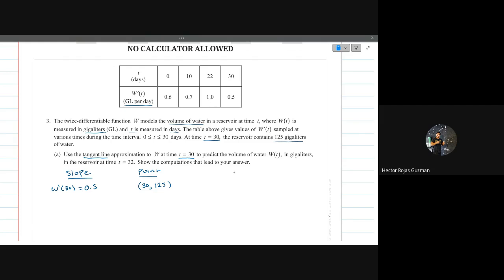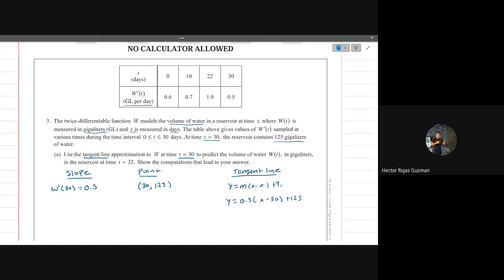So now my tangent line. We're going to use y equals m times x minus x1 plus y1. We already figured out the slope is 0.5. x1 is 30 and y1 is 125. There's your tangent line. This question is only worth 1 point, so we haven't earned it yet.